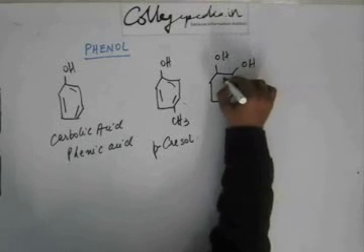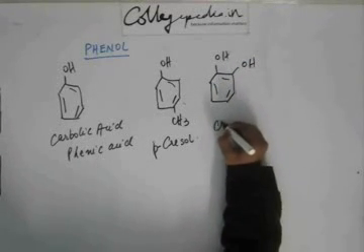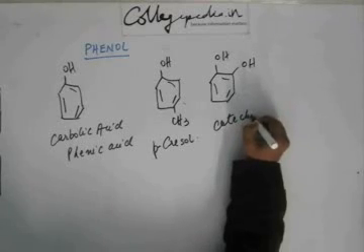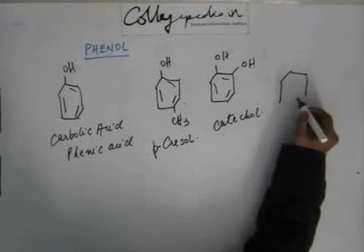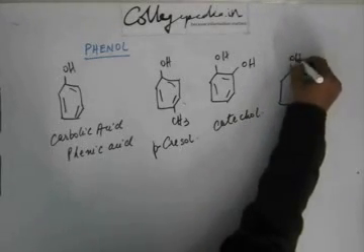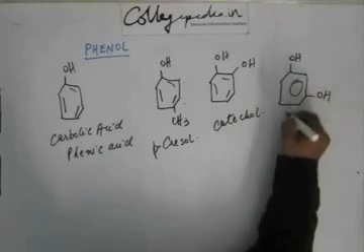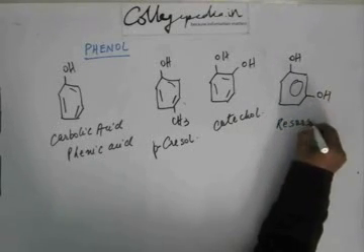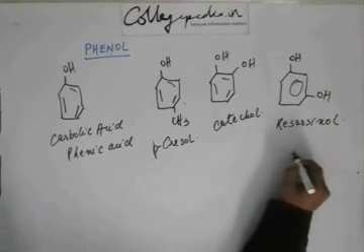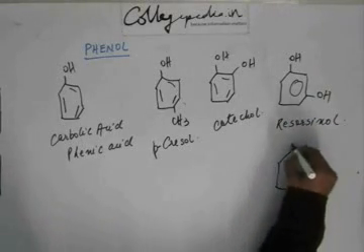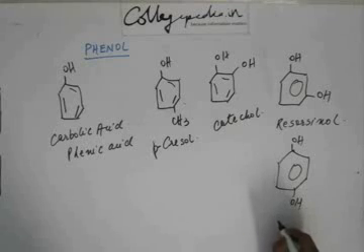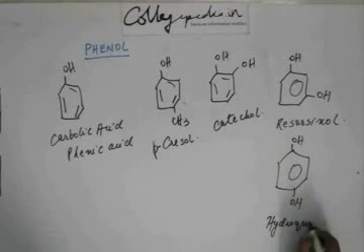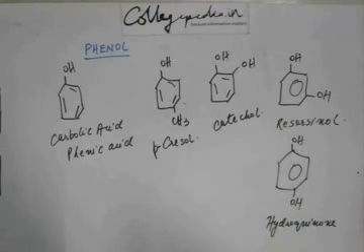If we have 1,2-dihydroxybenzene, then the name of the phenol is catechol. If that hydroxy group is at meta position, then we call it as resorcinol. If it's 1,4-dihydroxybenzene, then the name of this phenol is hydroquinone.